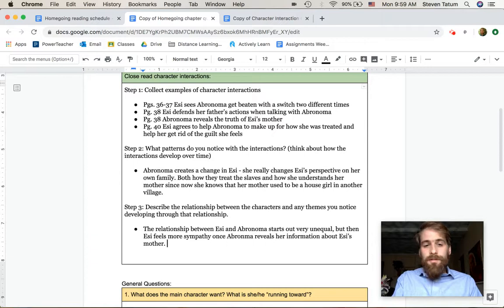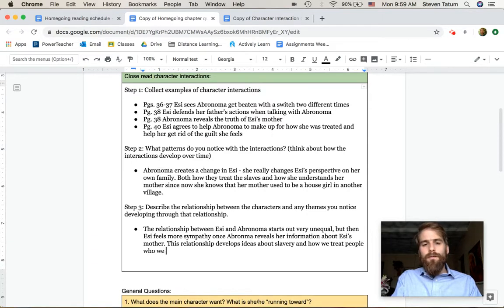And then I'm just going to keep thinking about the themes that might be developing through this relationship. This relationship, or this interaction, develops ideas about slavery and how we treat people who we see as different from us.